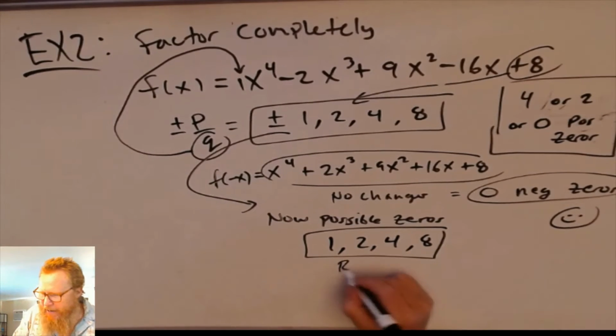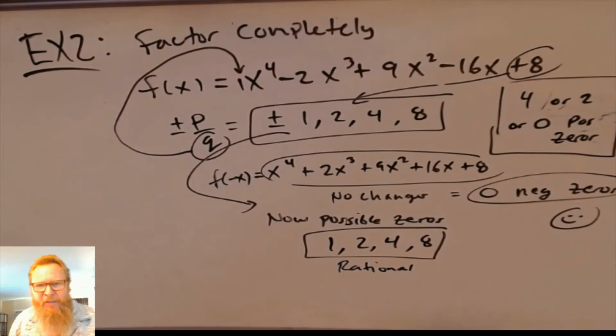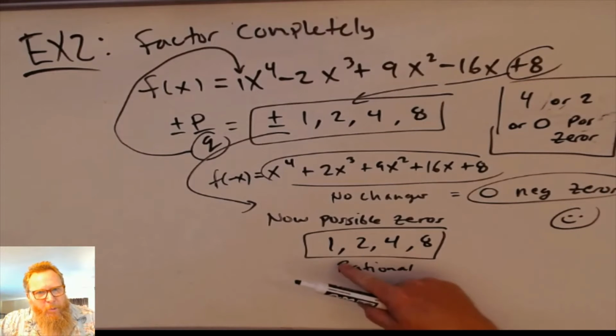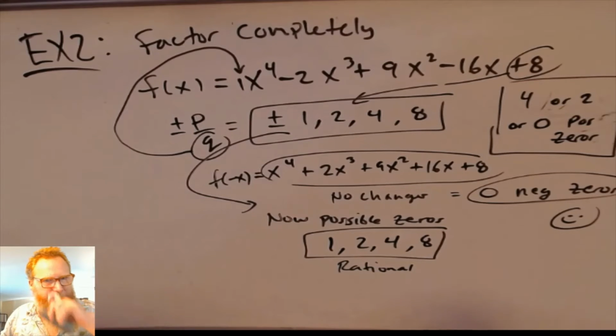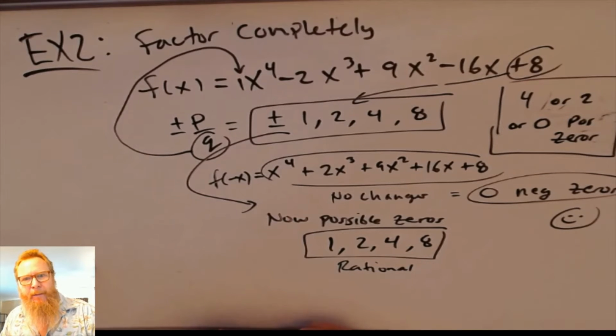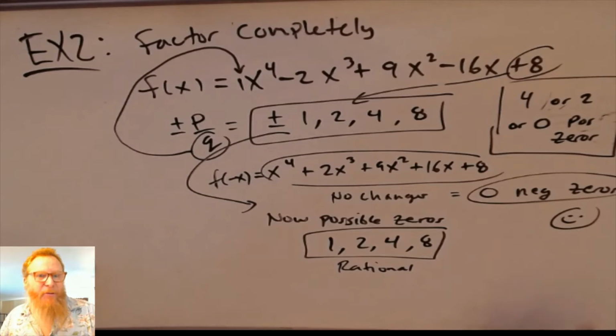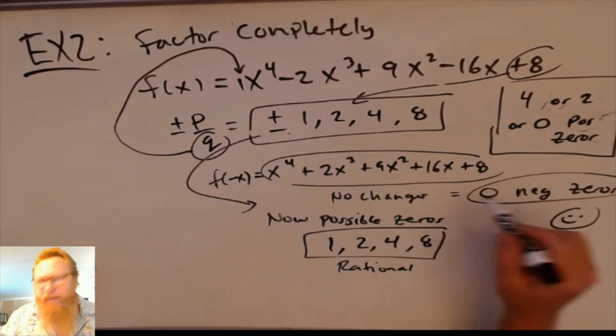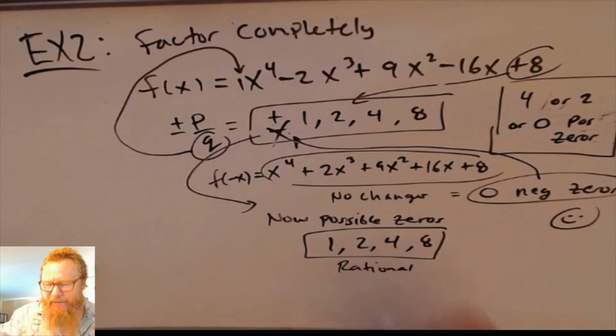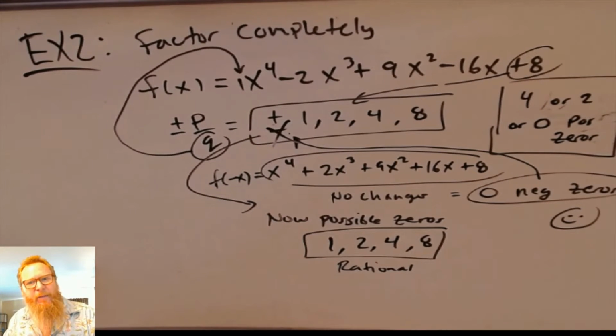And again, these are the possible rational zeros. Whole numbers are included in rational. They are ratios, 1 to 1, 2 to 1, 4 to 1, 8 to 1. Those are ratios, rational numbers. That's really cool, right? I was literally about to waste 5, maybe 10 minutes trying these negatives. Now I know if there's no negatives, I can omit the negatives and only try the positives.